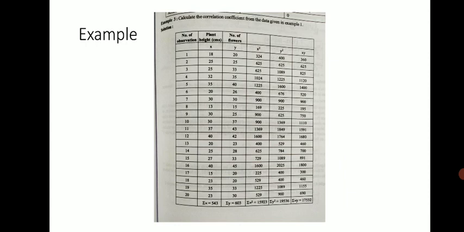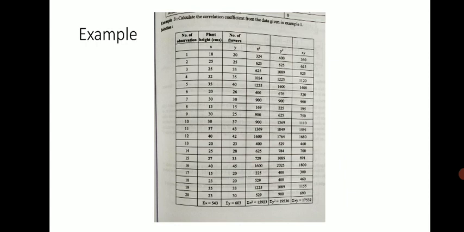If you carefully observe the formula, we need x square and y square. So the first step, you have to square the x values in the third column. Similarly, you have to square the y values in the fourth column. x square means the square of the values given in the x column. So 18 square is 324, 25 square is 625, then 25 square is again 625. Similarly, you have to calculate for all the values of x, and also y square for all the values of y in column Y.